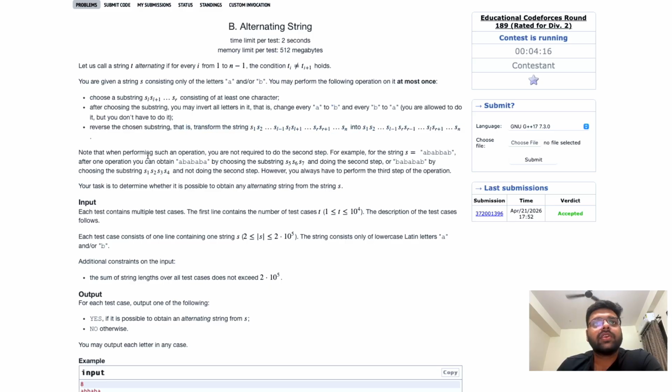This is the test example that is also given, and you need to focus on this line. However, you always have to perform the third step in the operation.